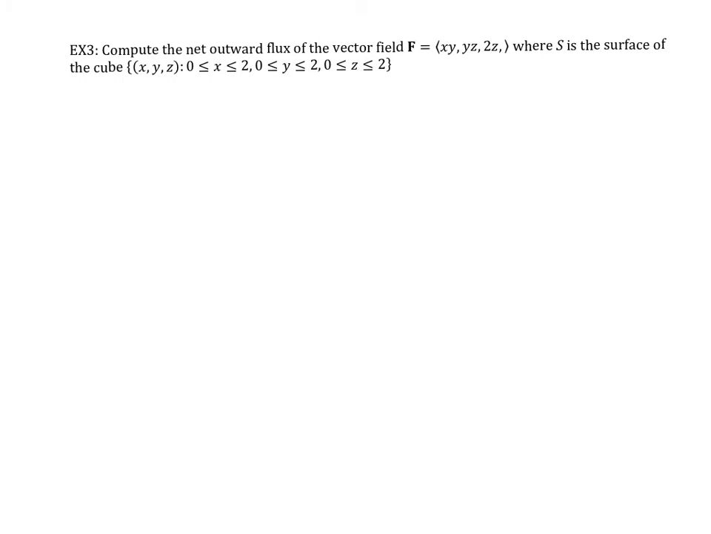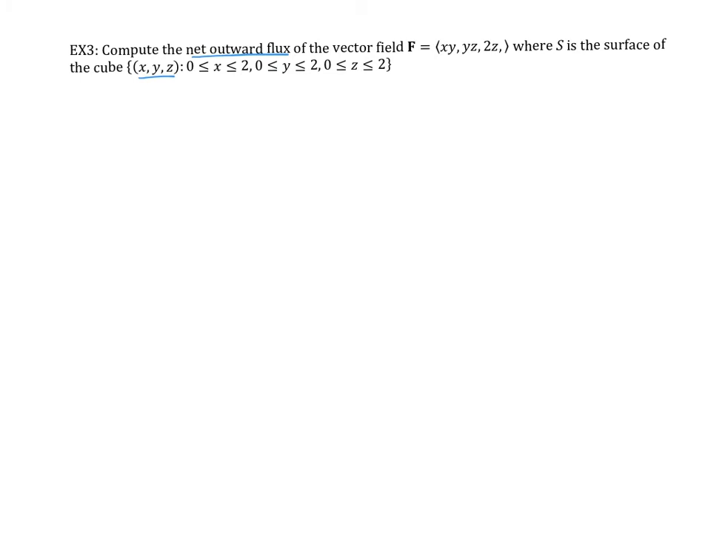All right. In example 3, we have the question of computing the net outward flux. So if it says compute the net outward flux, and it's three-dimensional space, which I can see with this x, y, z, then you're using the divergence theorem. So compute the net outward flux of the vector field F, which is xy, yz, 2z. S is going to be the surface of the cube that's given here for these x, y, and z values.